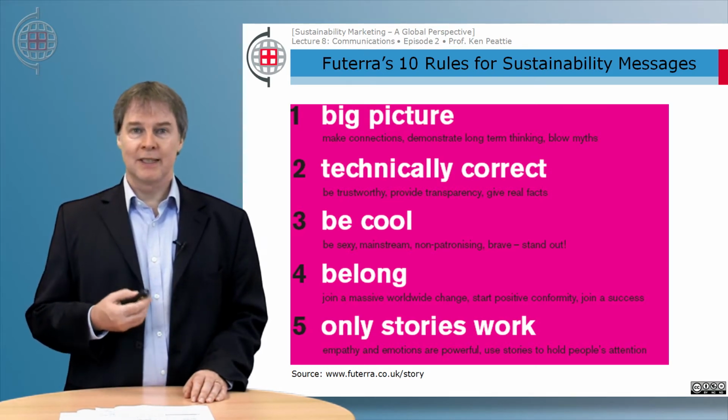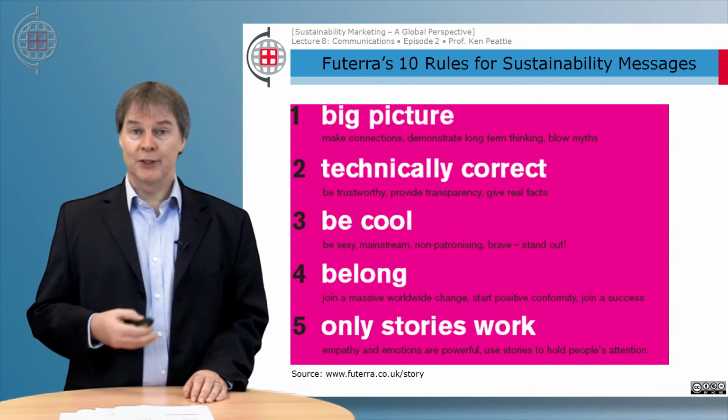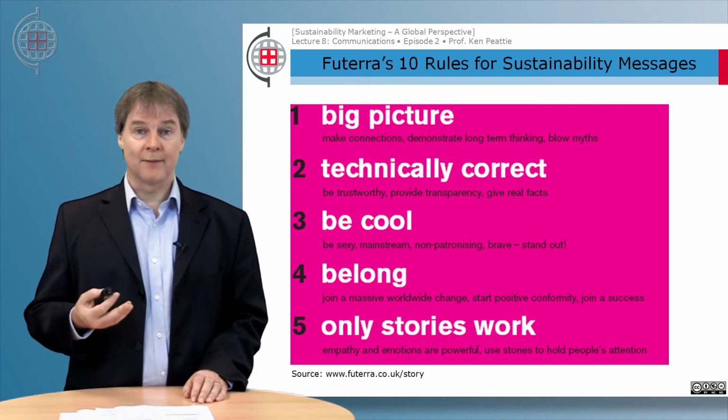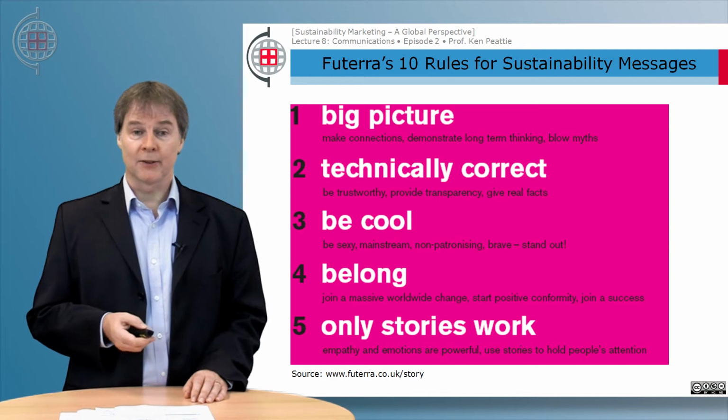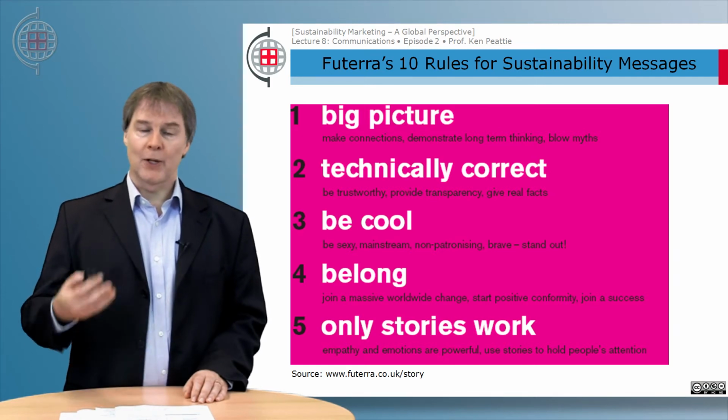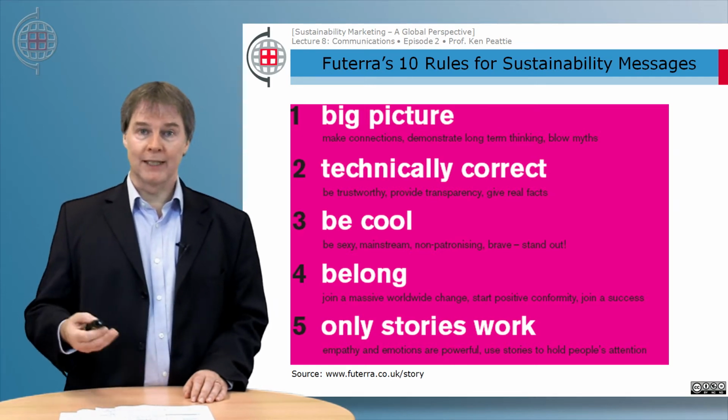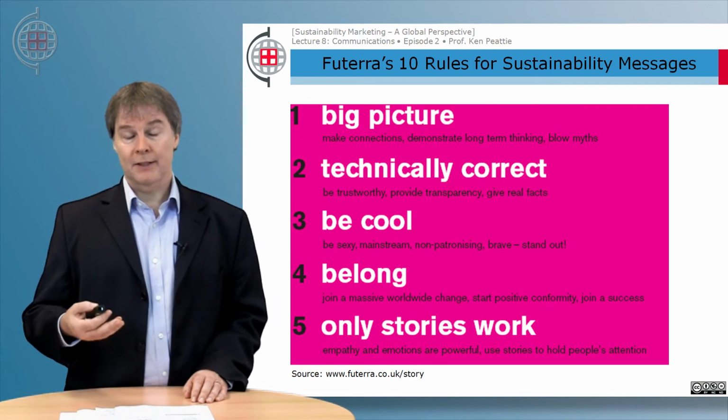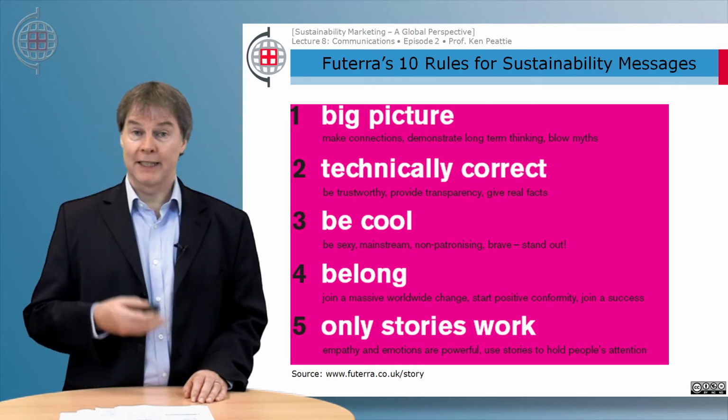The fourth rule is to belong. We know from consumer research that consumers like to belong. They like to be part of something bigger. They don't like to feel they're operating out on their own. So try and show that your brand is part of a worldwide change and that the consumer can be part of that change by buying the particular brand.